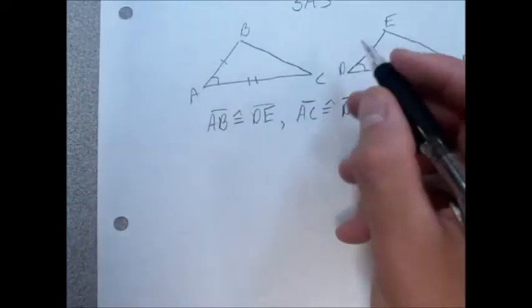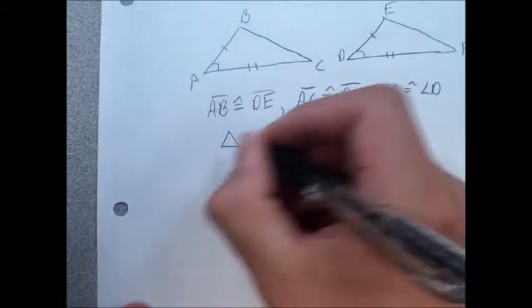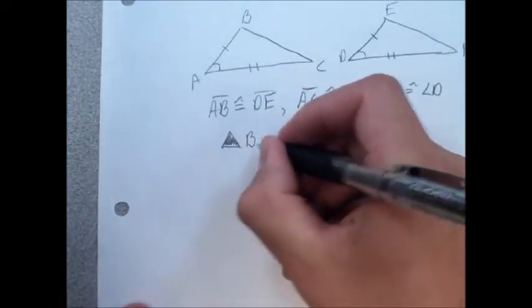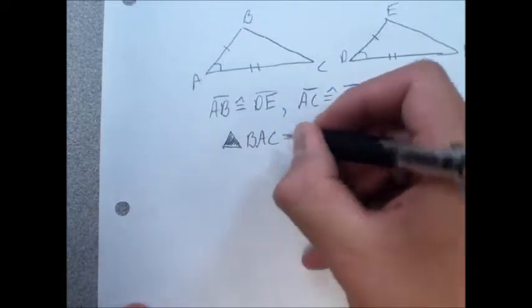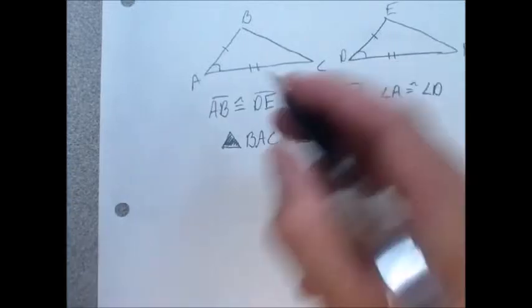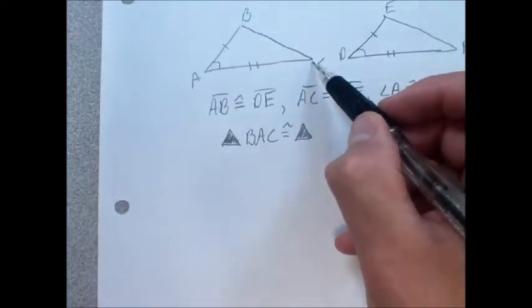And I will state my congruency by saying triangle. We're going to practice this a little bit. If I say triangle BAC is congruent to triangle, and I need to label the other one the same way that I labeled this one, top, bottom left, bottom right, how am I going to name this one?